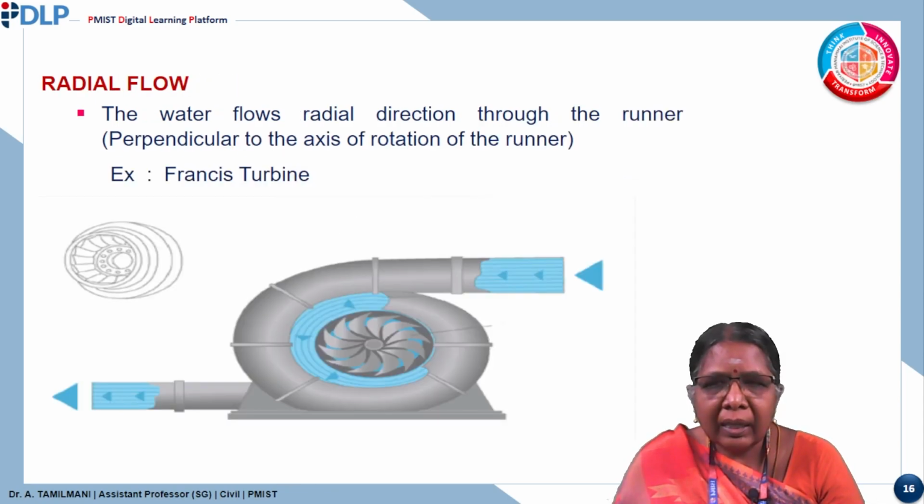The next one, radial flow turbine. The water flows in a radial direction into the runner, that is, the water flows perpendicular to the axis of rotation of the runner, then it is called radial flow.